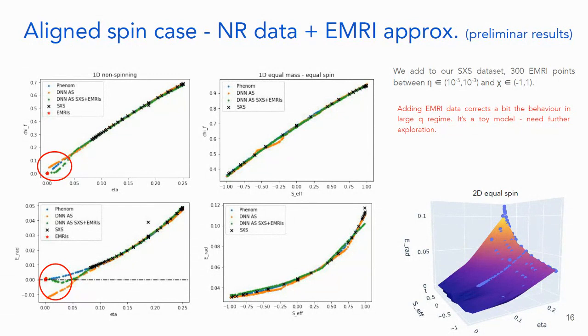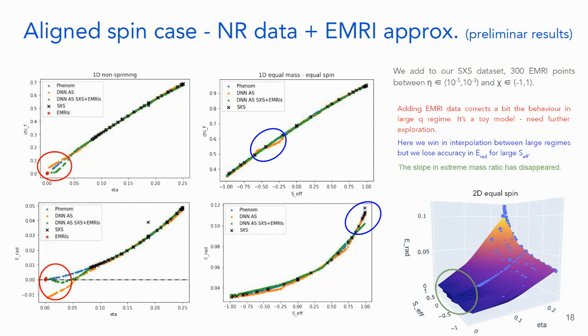So we have to really study more how it depends on how many points we are adding to the data, and also how to change the deep neural network to fit these quantities correctly. As you can see here, also for the equal mass spin, we are fitting much better these points of large interpolation. However, we are losing information here for large chi-effective. And finally, for the two-dimensional subset, the equal spin, this slope that we had for extreme mass ratio has disappeared as well.